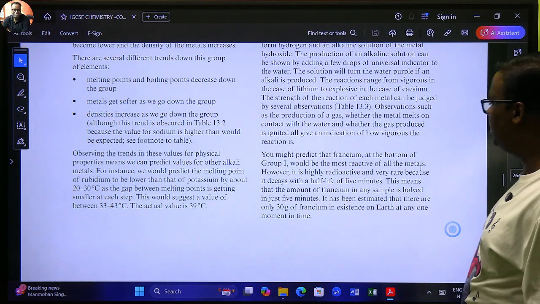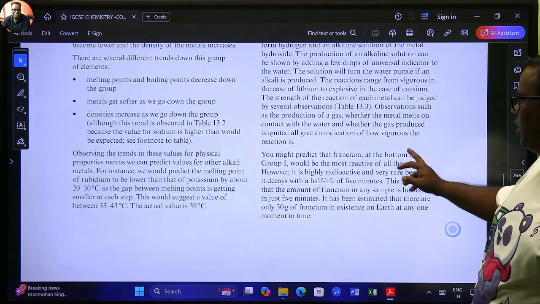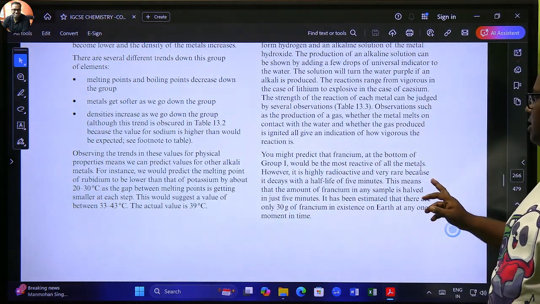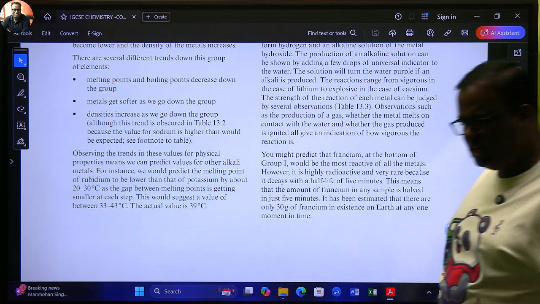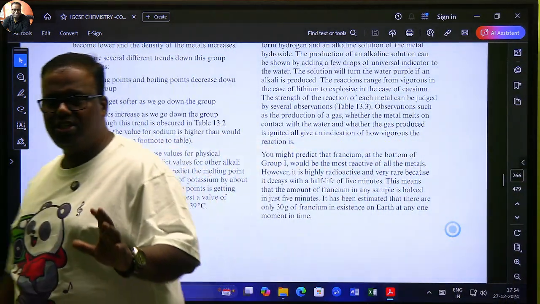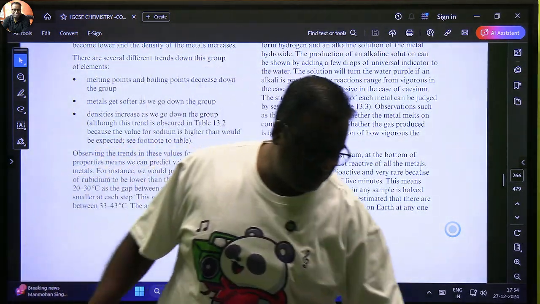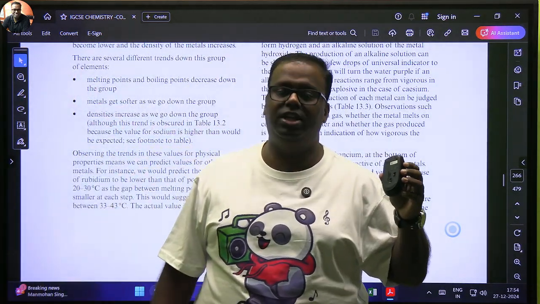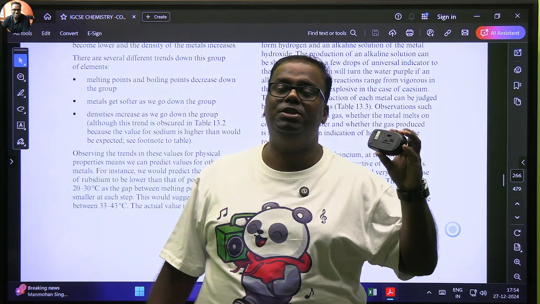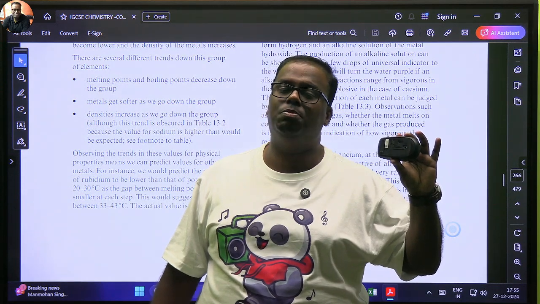You might predict that francium, at the bottom, this is another important thing, okay, note down this. You might predict that francium at the bottom of group 1 would be the most reactive of all metals. However, it is slightly radioactive. Do you understand what is radioactivity? Radioactivity means spontaneous emission of invisible radiations. Suppose this mouse is radioactive, this mouse is continuously emitting some invisible radiations in the form of alpha, beta and gamma rays. Gamma is known as rays, alpha and beta are known as particles.